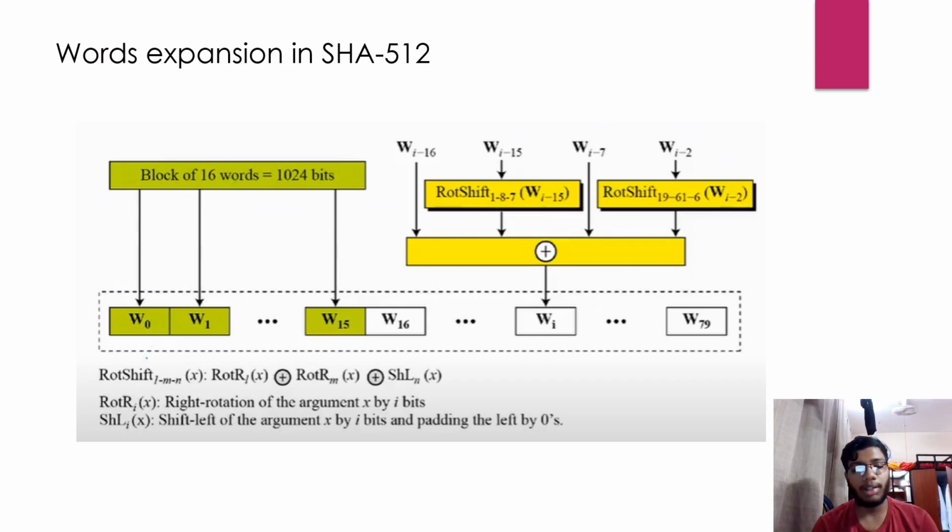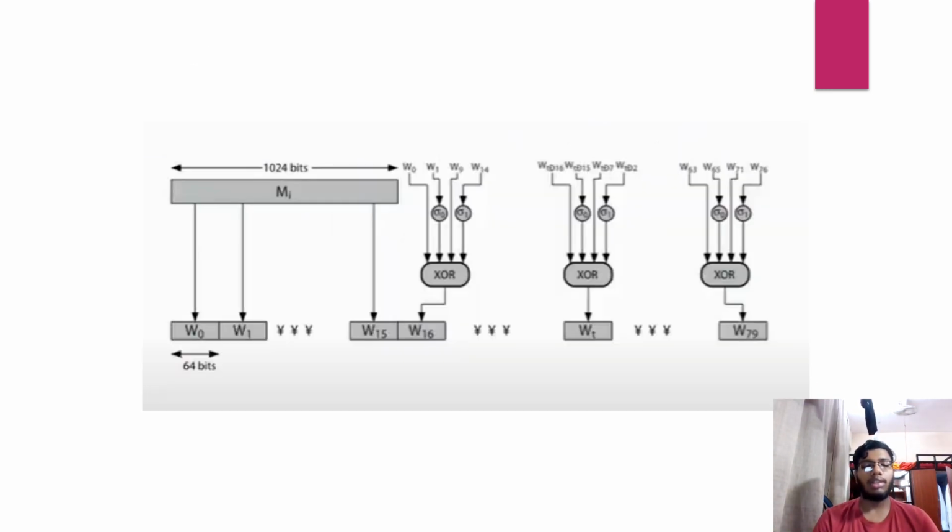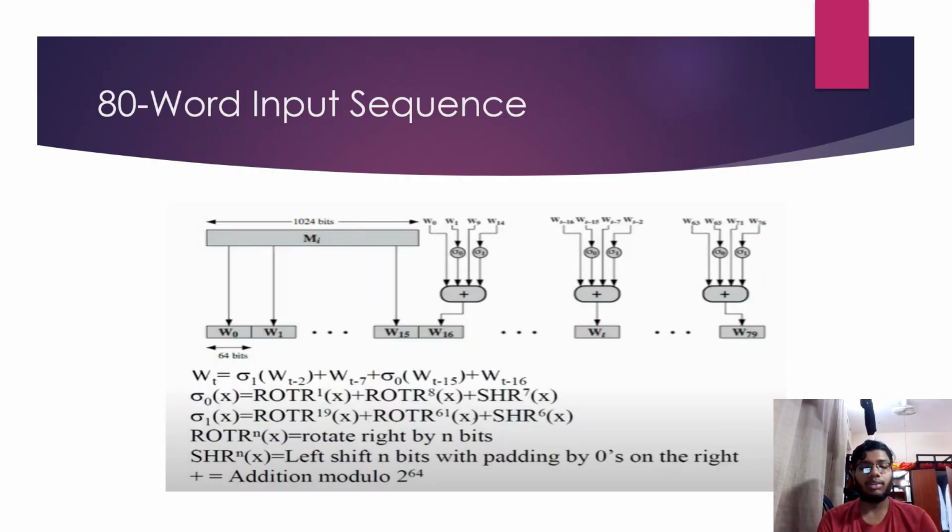For that we will follow an operation. Under the diagrammatic notation, the given block is split into 16 words. Each word is 64 bits. So this is my current block and I am able to generate the first 16 words as such. From the 16th word till the 79th word we are going to follow this process to generate the words. In this diagram, I'm going to explain how we generate the remaining words from the given input sequence. To generate a new word, we follow this formulation.